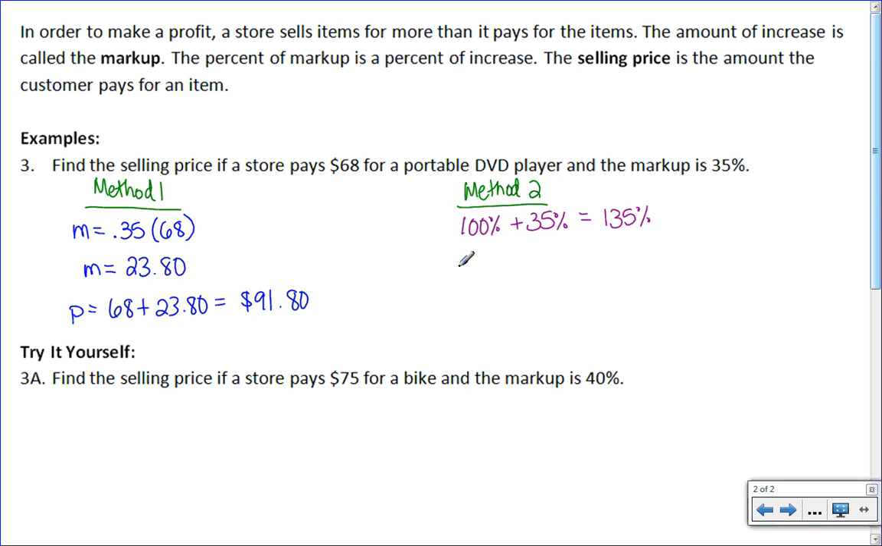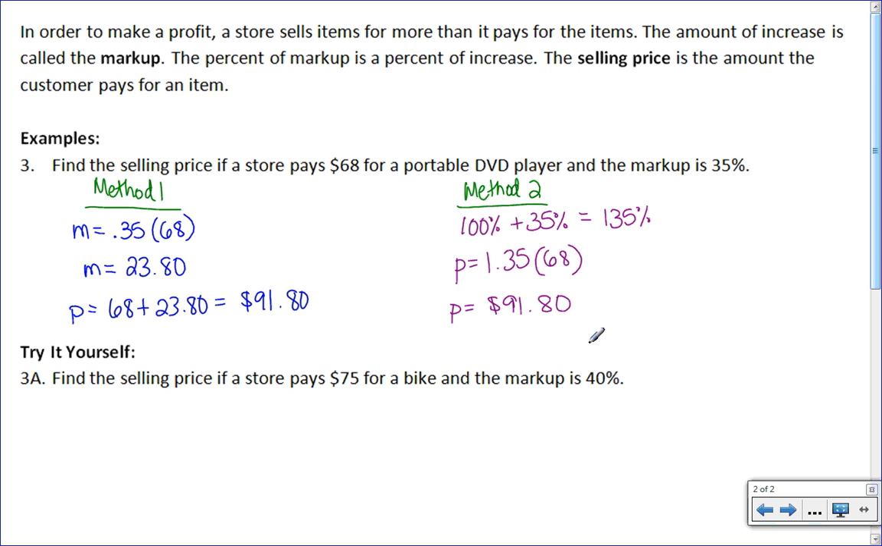So we go straight to our percent equation that shows that the price is 135% of the total. So we change 135% to a decimal, that's 1.35, and then times the total, 68. And when we multiply these, we get the exact same answer that we got with method 1, $91.80.